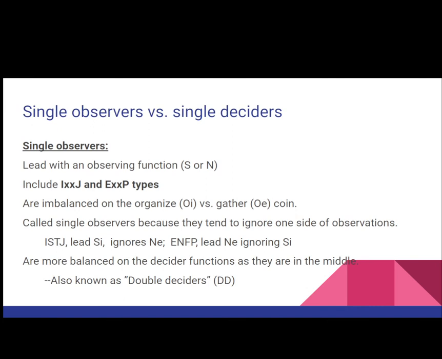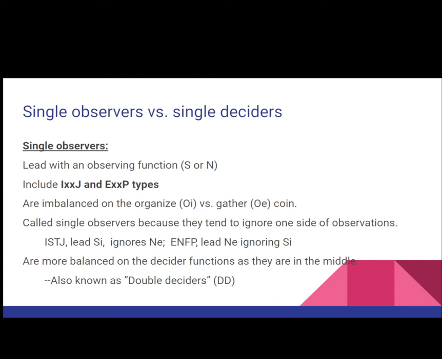So this leads us to the concept of single observers versus single deciders. So single observers are those types that lead with an observing function, either S or N. This includes all of the IJ types and all the EP types. So the IJ types will lead with SI or NI, and the EP types will lead with either SE or NE.